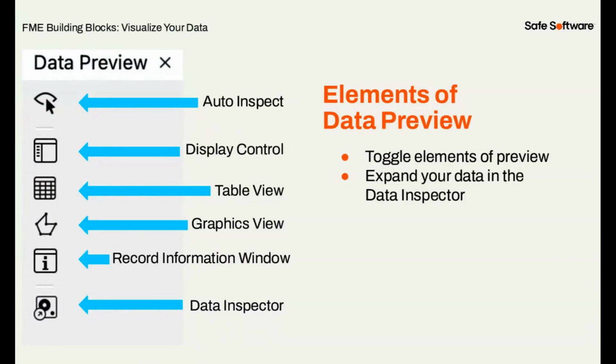There's Auto Inspect, which auto loads Data Previews when it's enabled. Display Control lets you toggle layers on and off. Table View is where you can see your attributes in a tabular format. Graphics View is for spatial data visualization, and the Record Information Window shows hidden details like lists or unexposed attributes, and I'll show you more detail in the next slide. And finally, the Data Inspector, which opens in a separate application that pops up for deeper exploration.